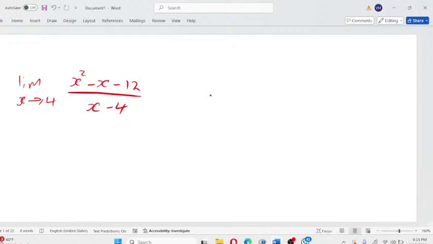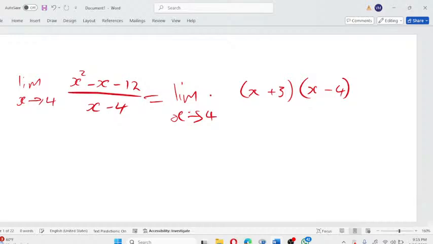Correct equation. So we need to simplify this, because the numerator is a quadratic. We say the limit as x approaches 4 of (x plus 3)(x minus 4) all over x minus 4. So we cancel this one and this one.